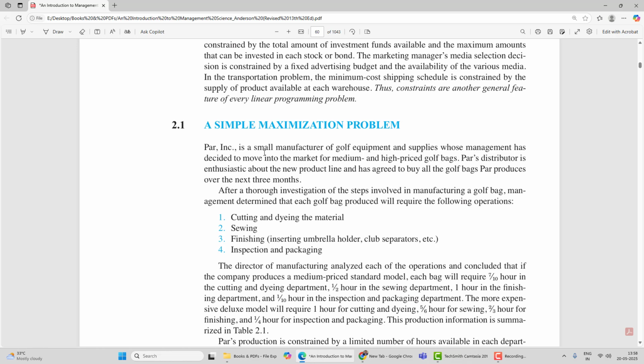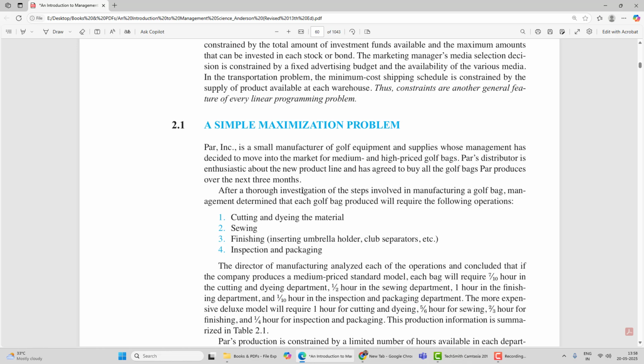Par Incorporation is a small manufacturer of golf equipment and supplies whose management has decided to move into the market for medium and high price golf bags. Par's distributor is enthusiastic about the new product line and has agreed to buy all the golf bags Par produces over the next 3 months. That means there is no constraint from the demand side, right?